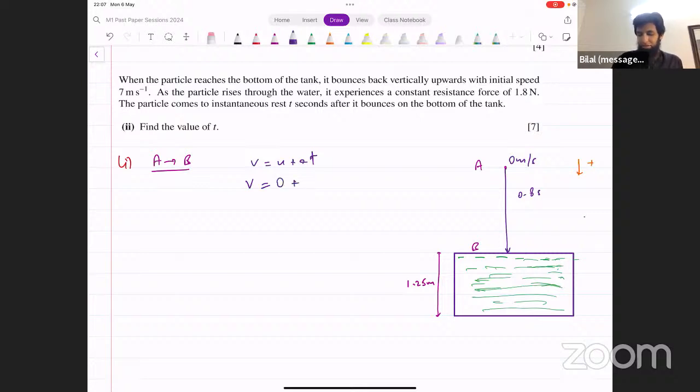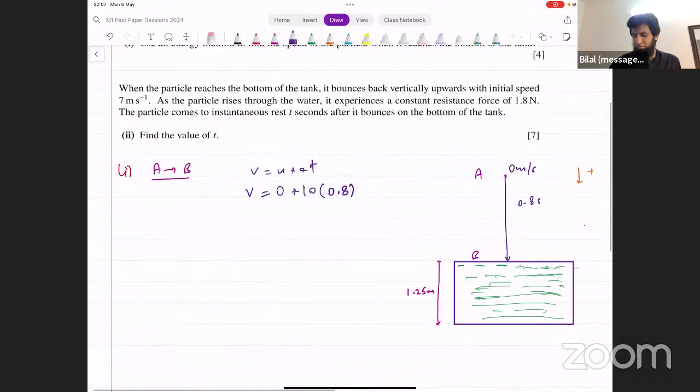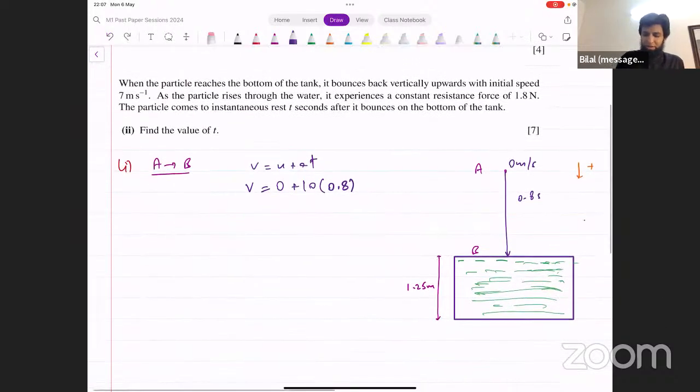U is 0. Acceleration is going to be positive 10. Why? Because we're considering downwards positive. If downwards is positive, acceleration is also going to be positive. So that's 10 times t, that's 0.8. So I'm going to assume that the energy method that they've asked for is for the remaining part. For this part, let's just use this directly because that's going to give you the result directly. The final velocity here is 8 meters per second. At this point, at the point B, we know that the final velocity is 8 meters per second.